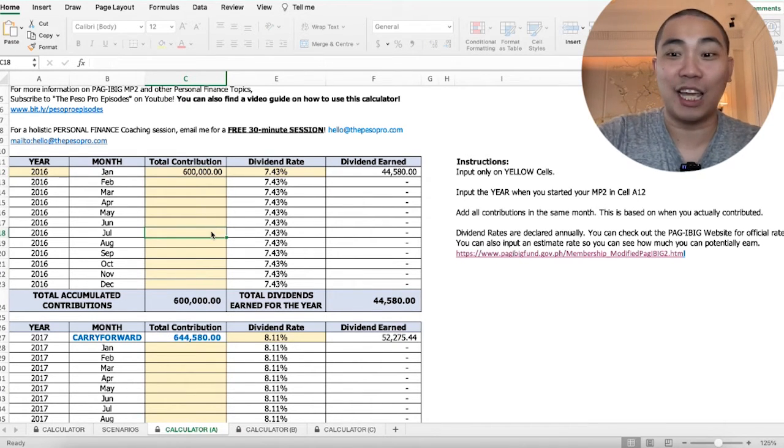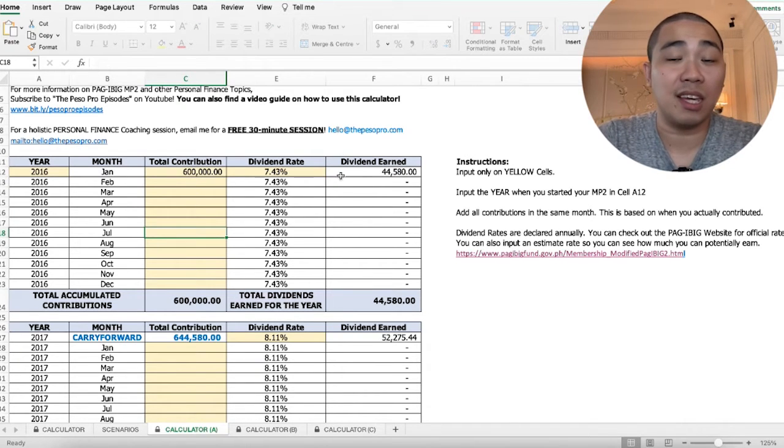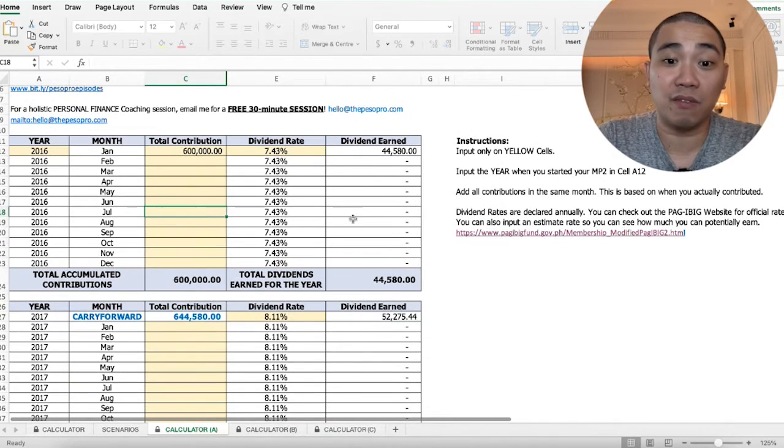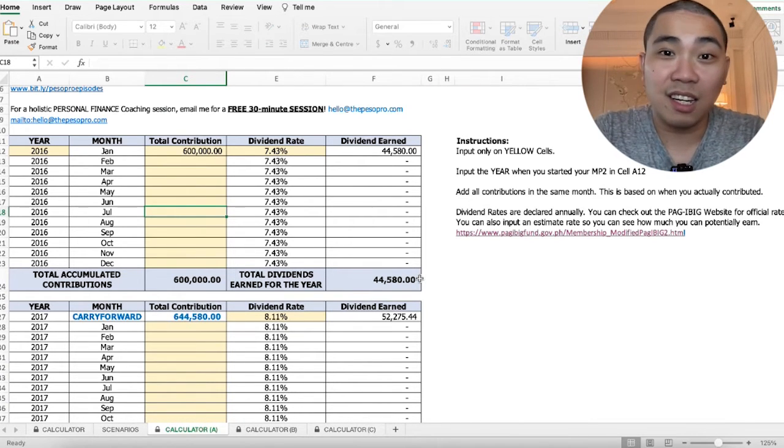Okay? So, balik tayo dun muna sa scenario 1. Let's say, one time, big time. Now, the good thing is, since niro-roll natin yung investment, so si 44,580 stays in the account, doesn't leave. So, meaning, madadagdag lang siya.